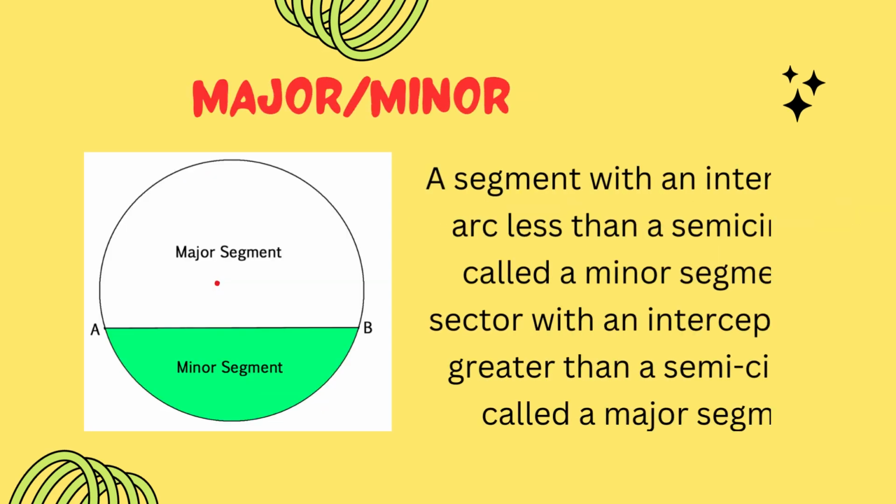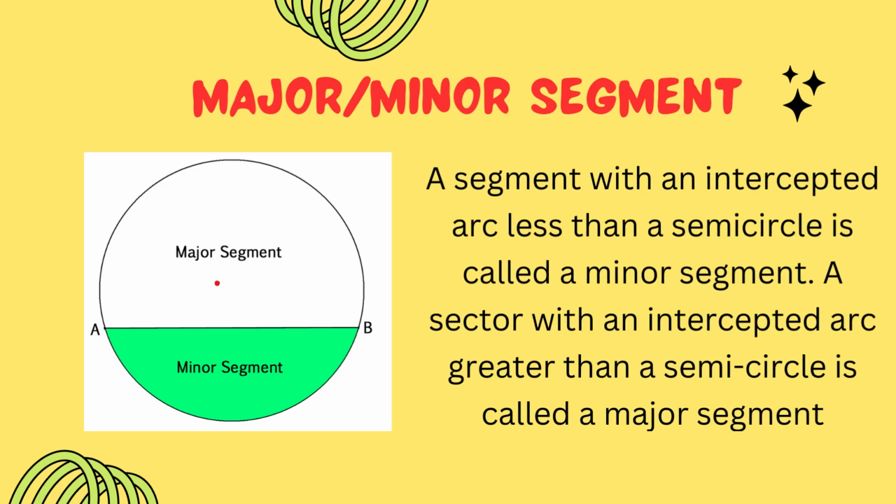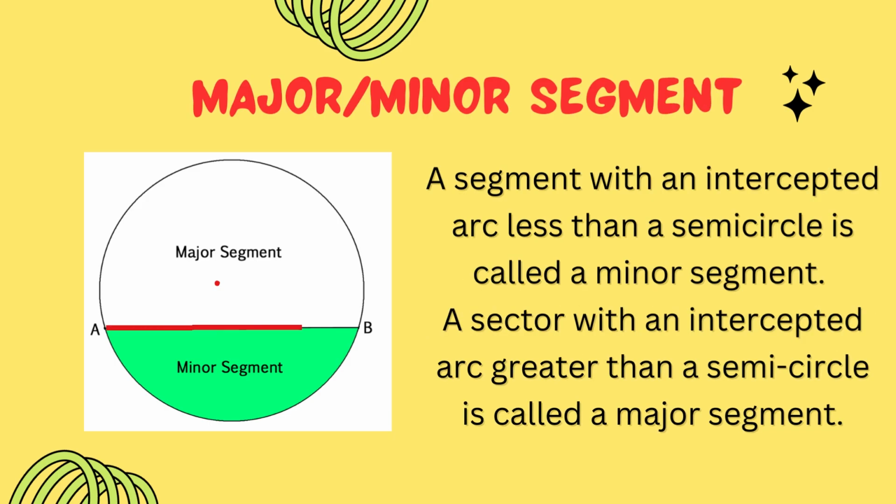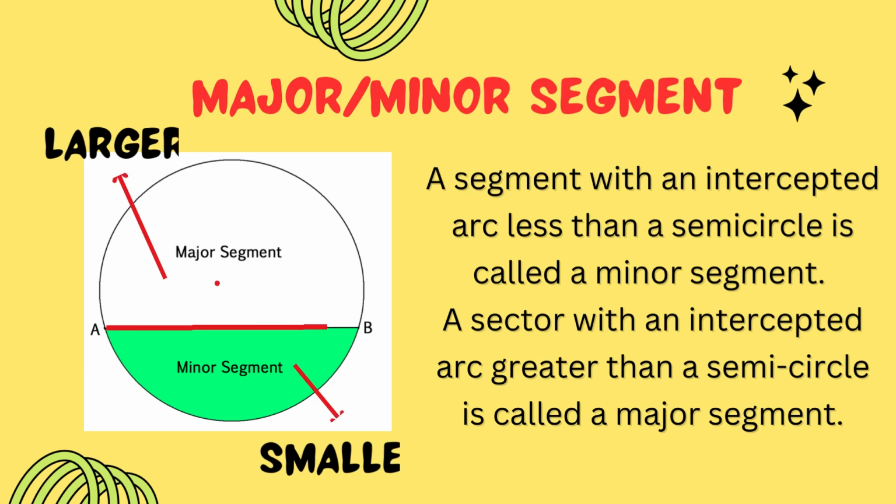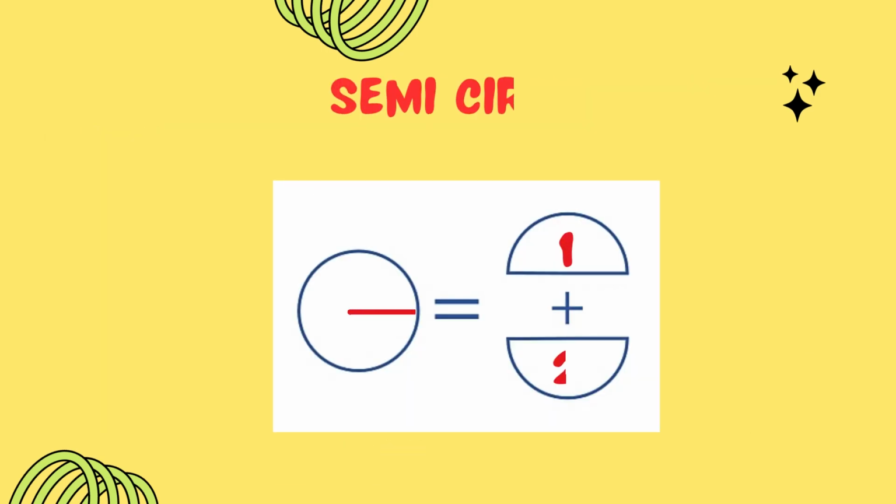So a chord, it divides the circle into 2 parts. For example, here AB is a chord which has divided the circle into 2 unequal parts. The smaller part is called minor segment, and the larger part is called major segment. And similarly, if the chord passes through the center of the circle, then it divides the circle into 2 semicircles.